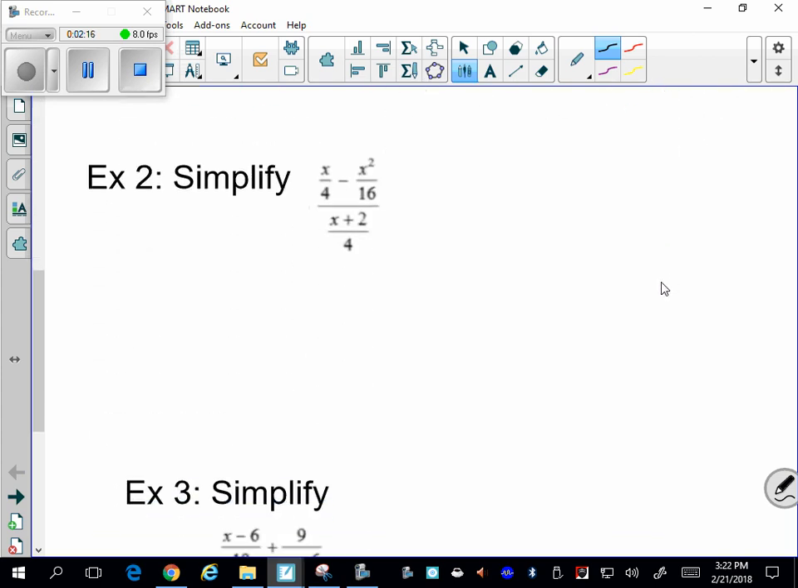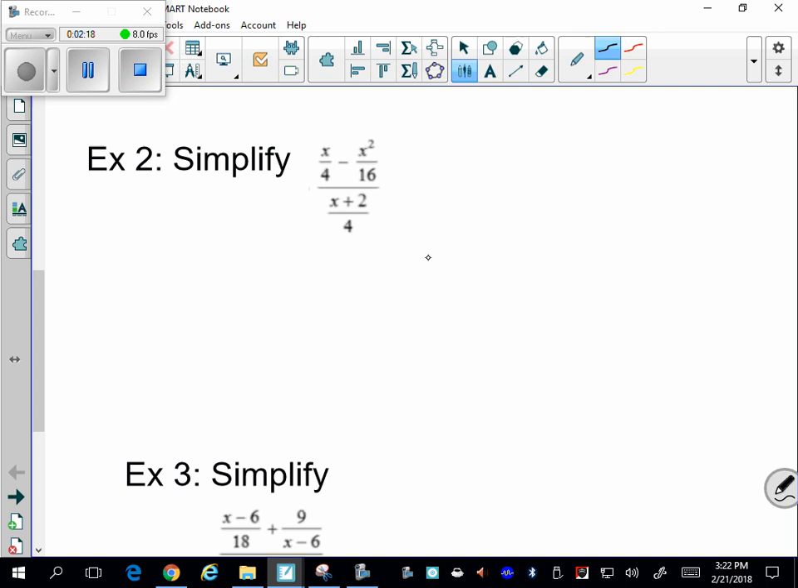So example 2, we have a fraction subtracting another fraction, all divided by a fraction. It's a little different than 1. We have another fraction introduced. And so in example 2, what you're going to do is this numerator, we're going to combine these like terms. So I'm going to do that just separately.